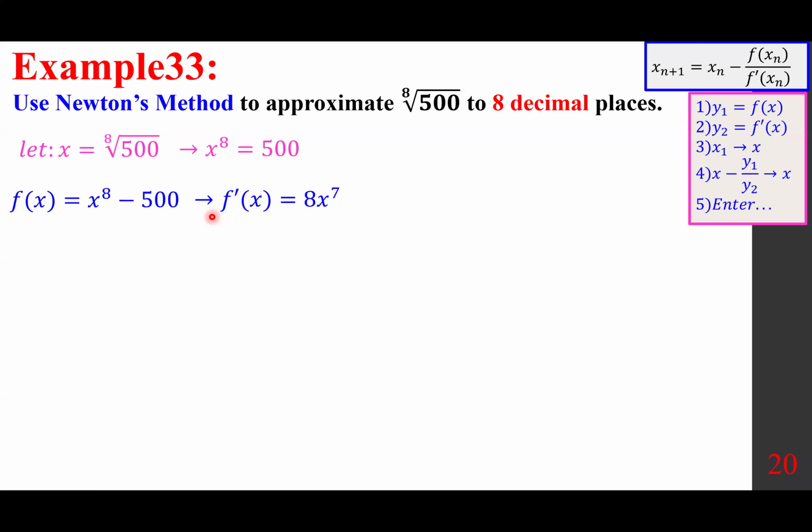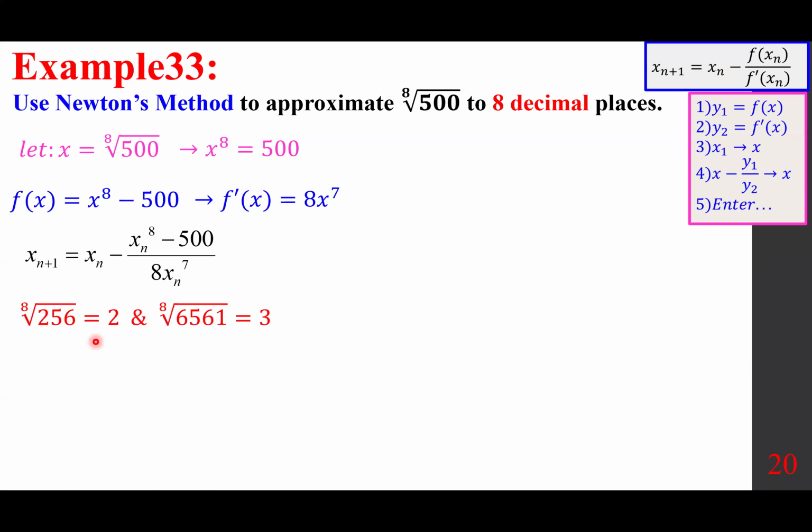So if we want to go with this and rewrite it in general, x of n plus 1 is x of n minus x of n to the power of 8 minus 500 over 8 times x of n to the power of 7. And you have to start somewhere, because this is 2, this is 3. In other words, 2 to the power of 8 is 256, and 3 to the power of 8 is 6,561. You can start with one of those numbers. It doesn't matter which one. For example, let it be number 2.